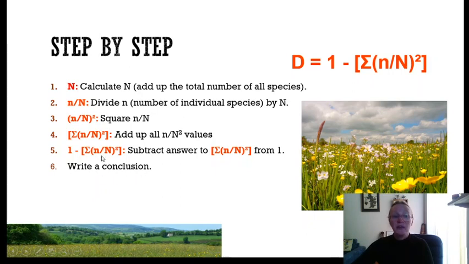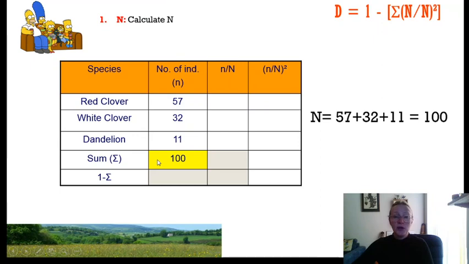And then finally, we're going to write a conclusion for that. So step 1 is to calculate this value n, the big N, the total there. In order to calculate the total, you're just going to add up the number of all of the species. So we've got 57 plus 32 plus 11, which gives 100. So big N is 100.